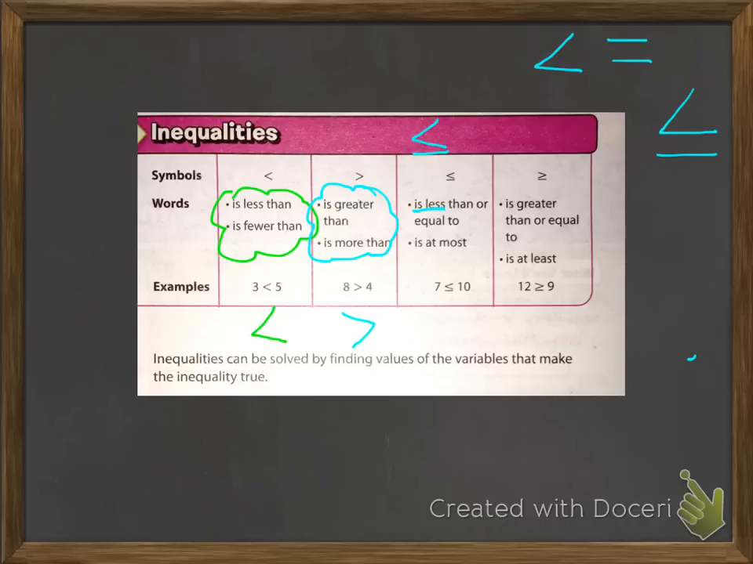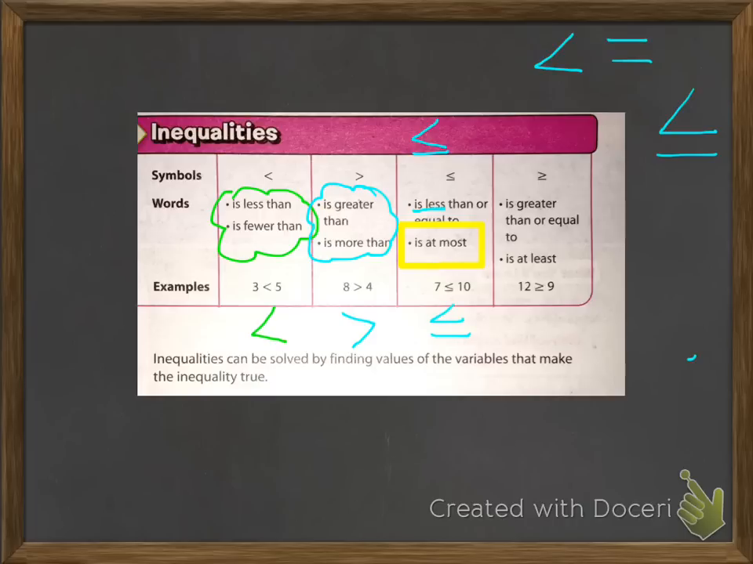But the one that's really tricky for people is this statement right here where it says is at most. A lot of people see the word most and they automatically think that it means more, so therefore they need to have the greater than symbol. However, that's not the case. When you hear and see the phrasing is at most, the symbol that goes along with this has to be and is your less than or equal to symbol.